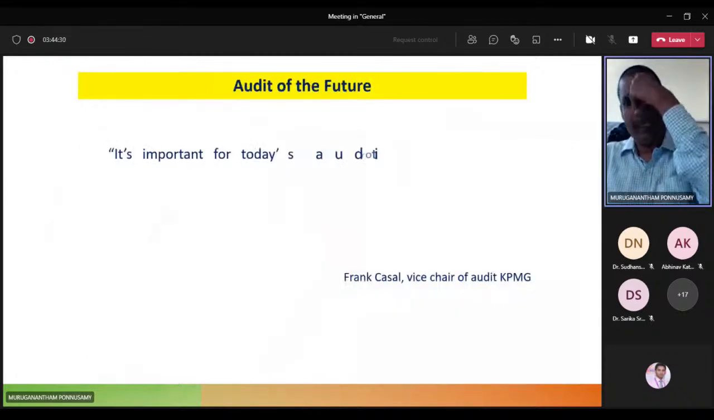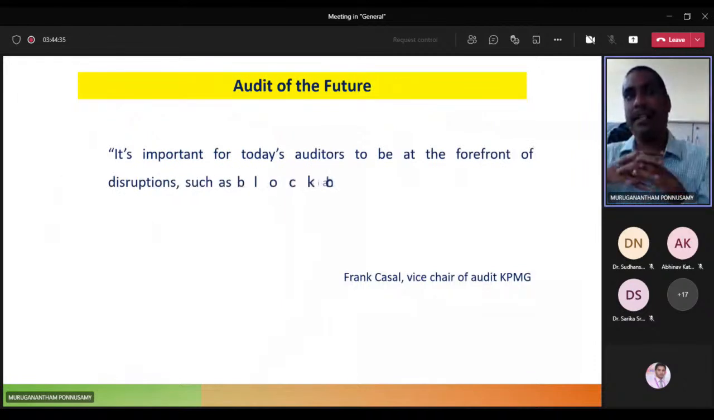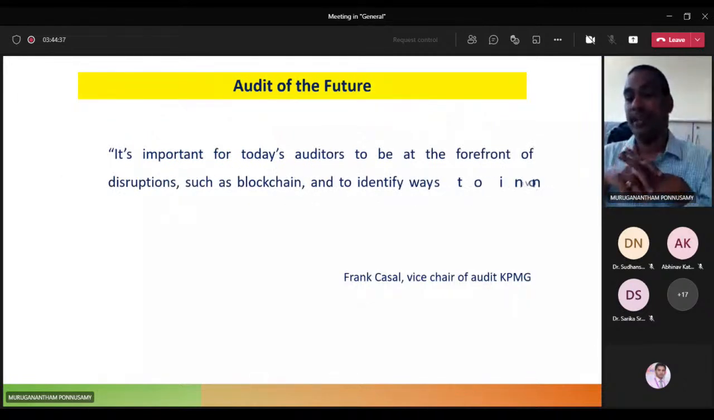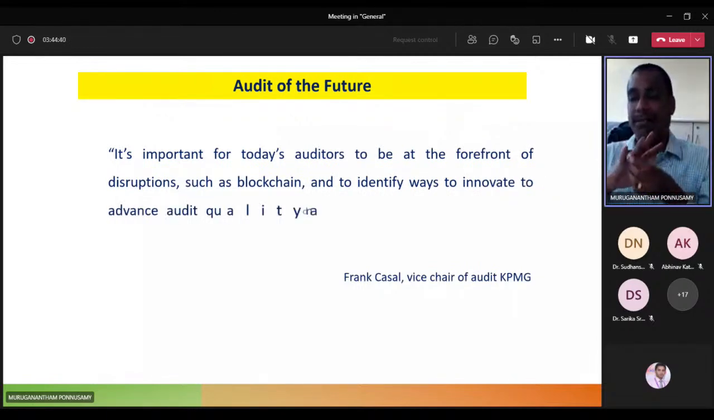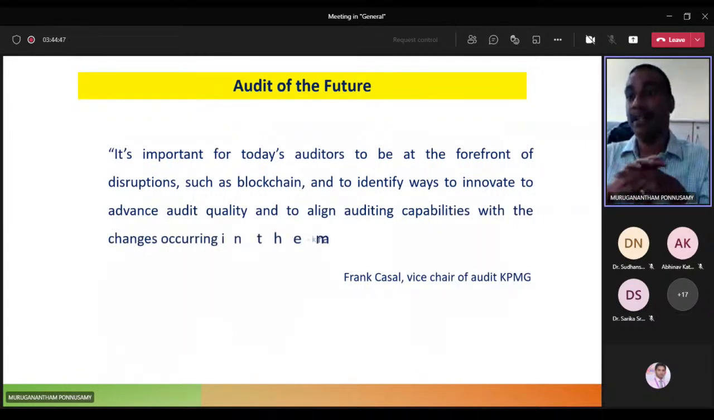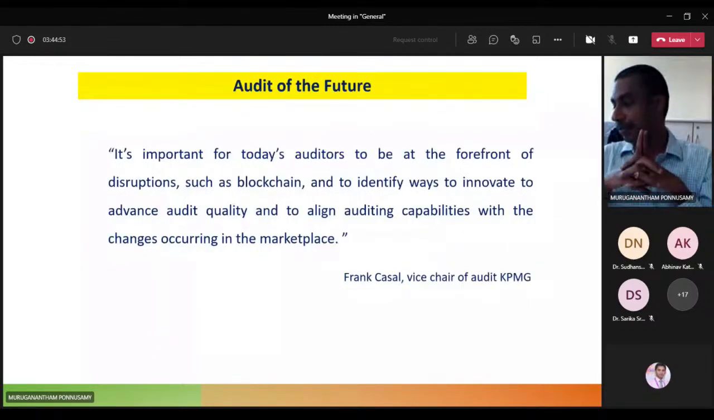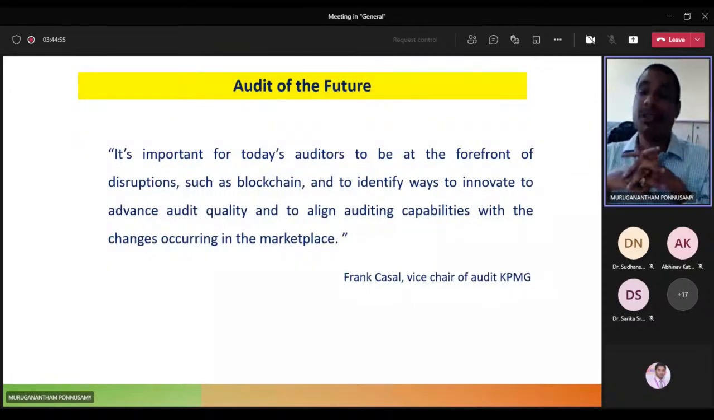Okay, before it goes to the next slide, I just want to recall how auditing will be in the future. The Vice Chair of KPMG Audit, Frank Castle's statement: It's important for today's auditors to be at the forefront of disruption, such as blockchain, and to identify ways to innovate to advance audit quality and to align auditing capabilities with the changes occurring in the marketplace.